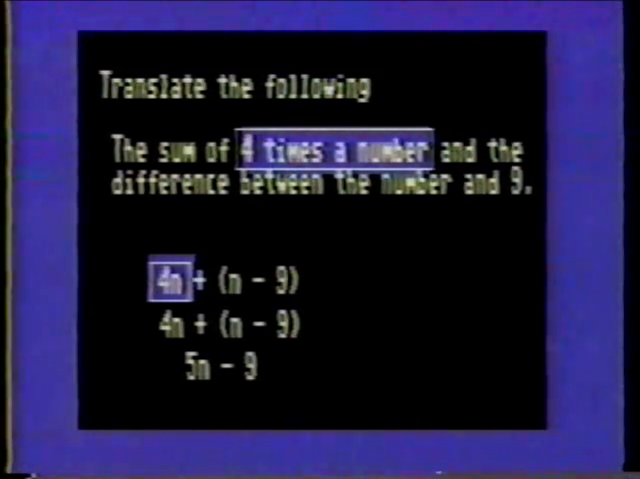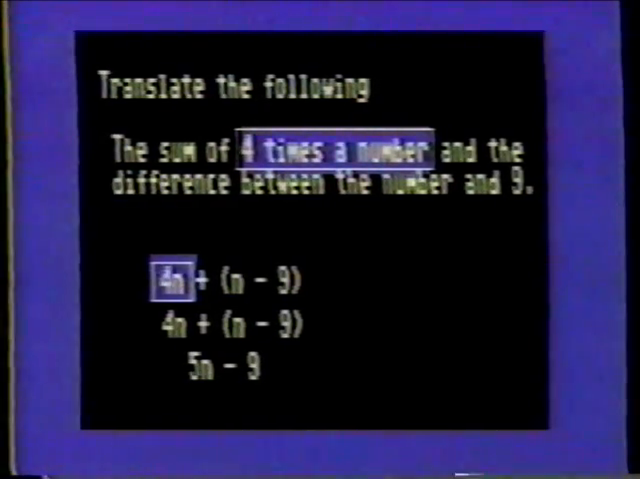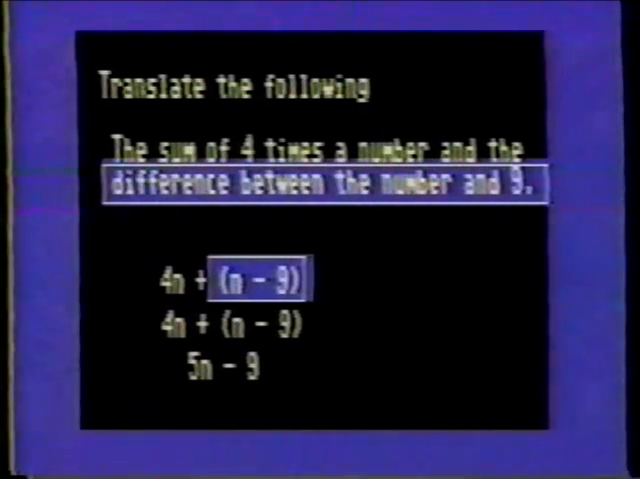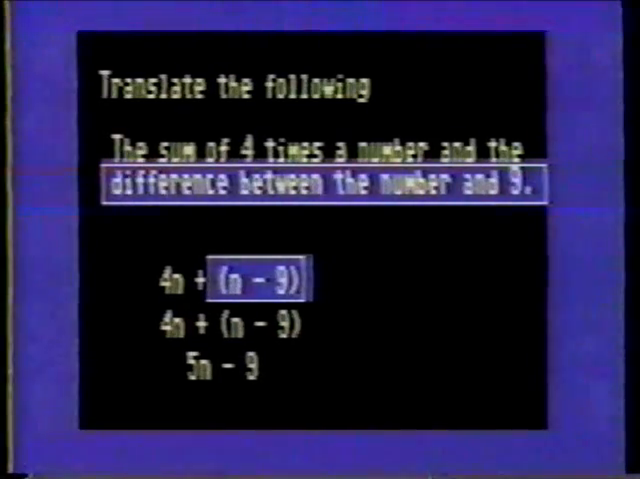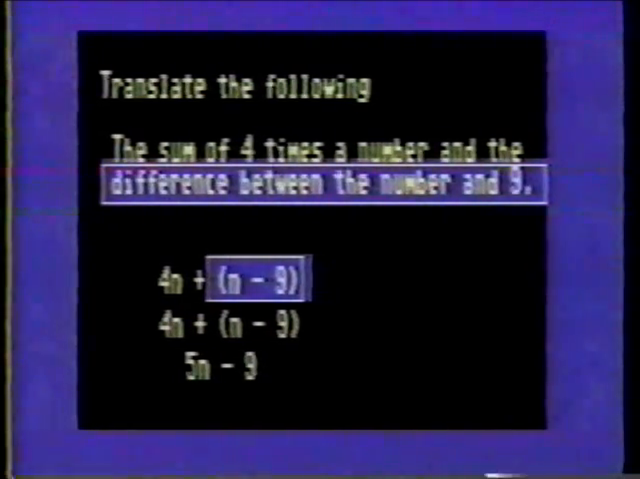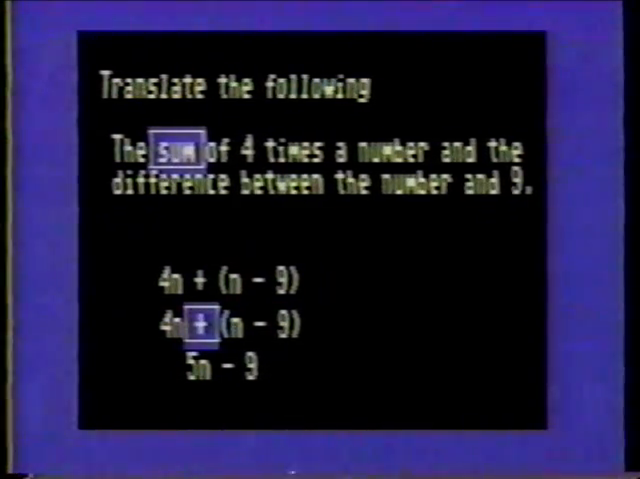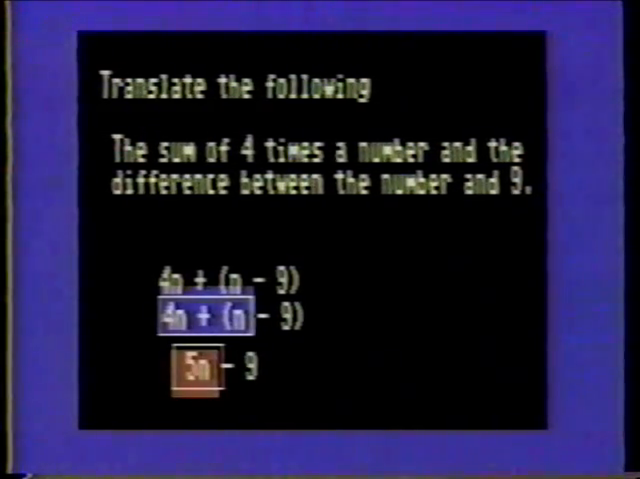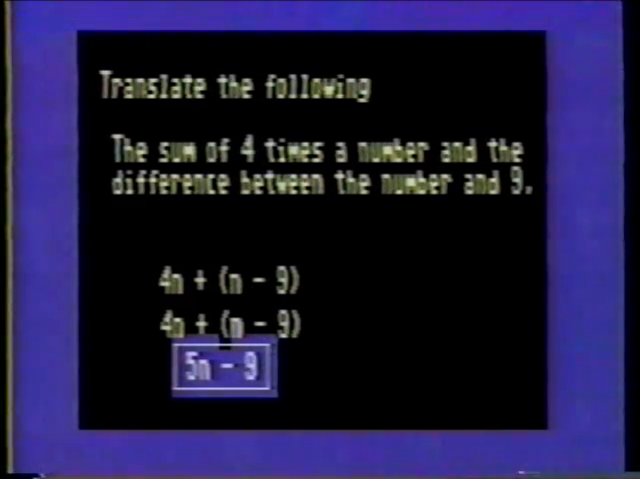4 times a number and the difference between the number and 9. First, solve for 4 times a number, which is 4 times n. Solve for the difference between the number and 9, which is n minus 9. The sum of 4 times a number and the difference between a number and 9 is 4n plus n minus 9. This problem can be further simplified because it has like terms in it. 4n plus n is 5n. The final solution is 5n minus 9.